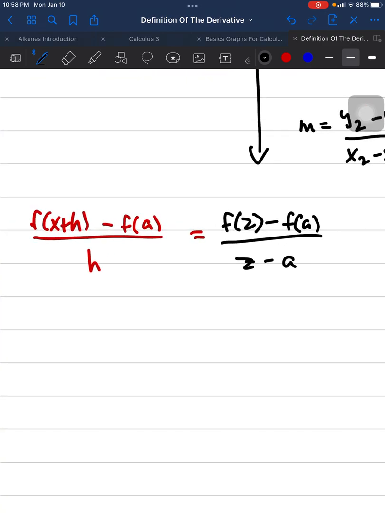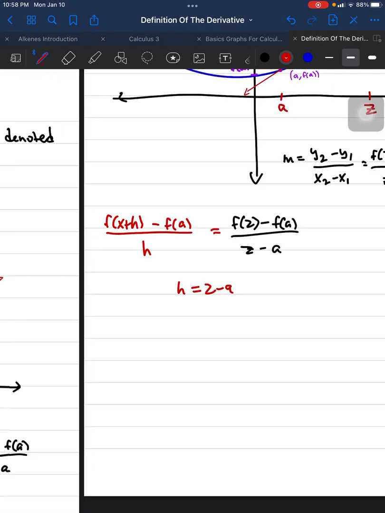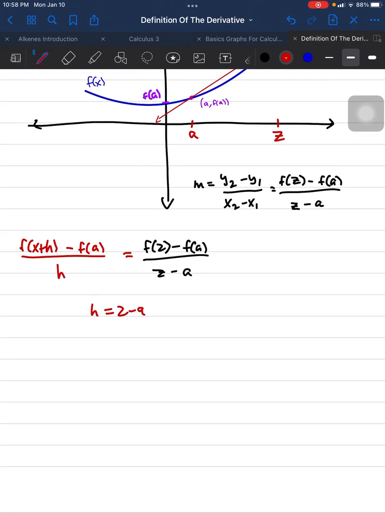Now you see that in this system I just created, the denominator h is equal to z minus a, so we can write this out. H is equal to z minus a. And the thing about the limit definition is that we want the denominator to actually approach 0. So in order for it to approach 0, that means that the difference between z and a must also approach 0.